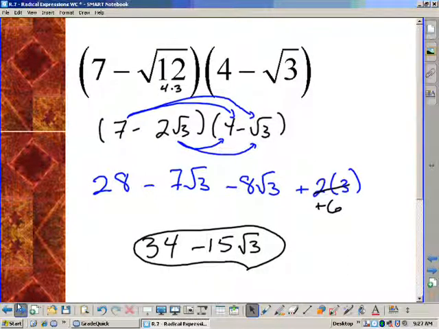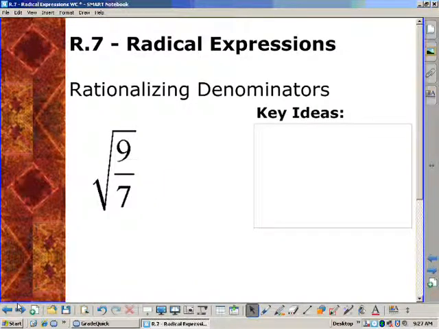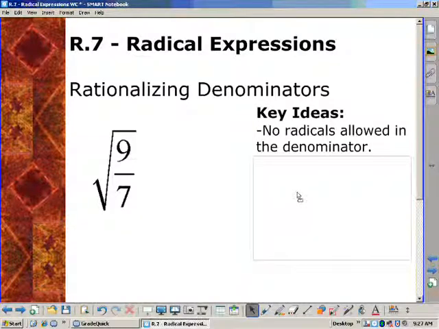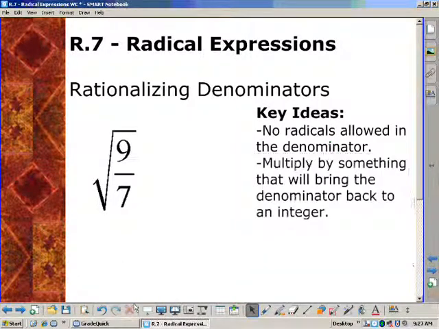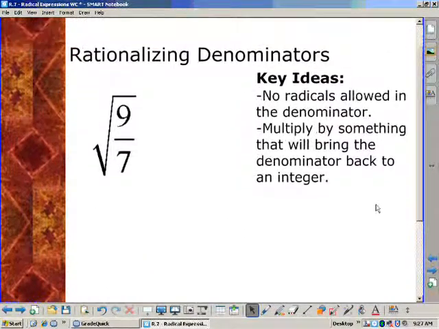And the last thing we need to talk about is how you rationalize denominators. Again, the whole reason for this is at one point it made the division easier. The whole key is, remember, no radicals are allowed down on the denominator. You cannot be divided by an irrational number. So then what we end up doing is we need to multiply the denominator by something that will bring it back into becoming an integer.